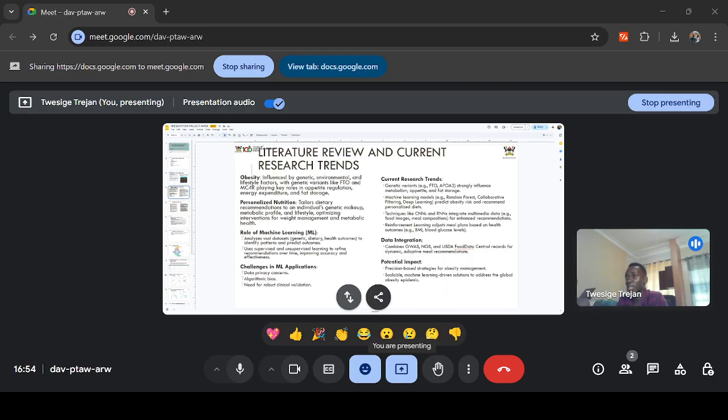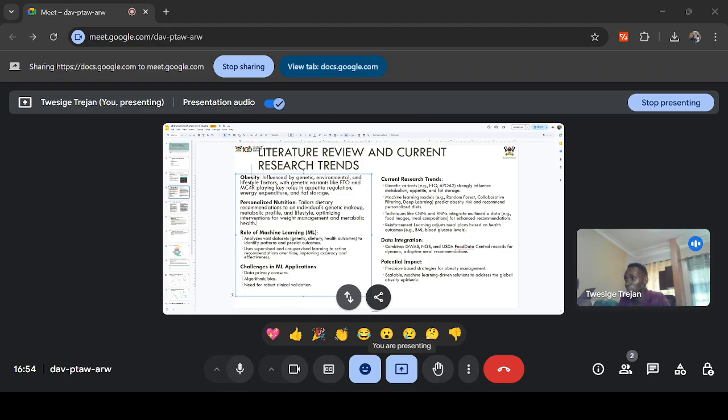So, the literature review and current research trends. Obesity is influenced by genetics, environmental, and lifestyle factors. We've talked about that. Then personalized nutrition: we can tailor dietary recommendations for anyone depending on their genetic makeup to combat this issue. So what is the role of machine learning in this case? We are using it to analyze vast datasets, the genetics, dietary, and health outcomes, to identify patterns and then predict the best outcomes.